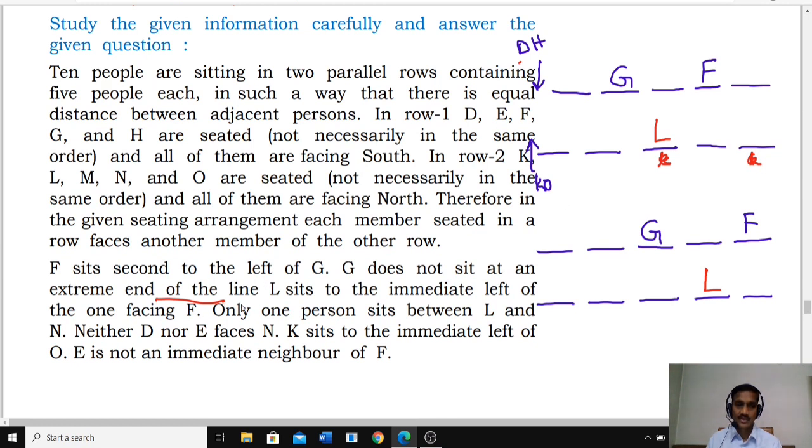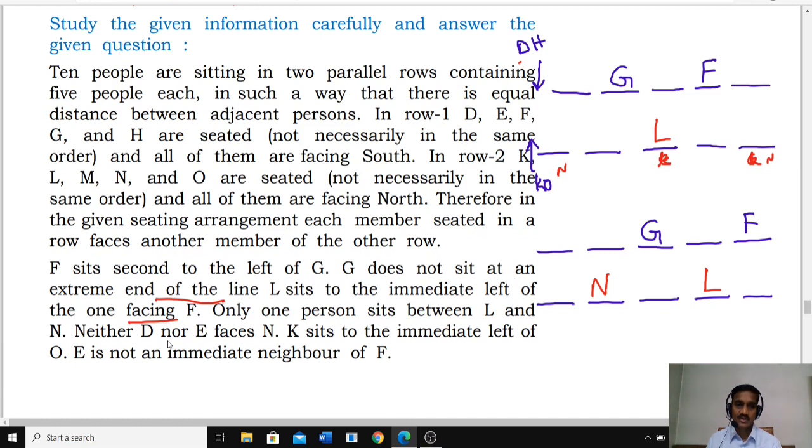Then next one. Only one person between L and N. Between L and N there is only one person, so N is here, two possibilities. In this one, N must be here. In the first case, N can be at the extreme end. Now in the second case, N must be second from the left end.